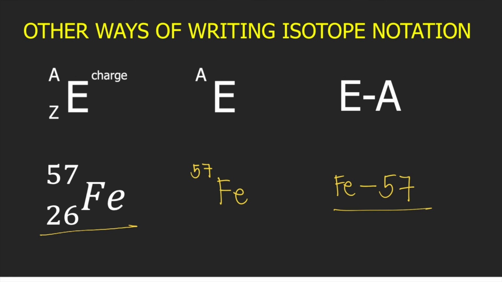Okay, so now these are the three ways of writing isotope notation. The first one, on the left side, is your A Z E notation, and the second and third are other ways of writing isotope notation, but they all mean the same thing. They are just written in other forms. Okay, so I hope you understood this part 2 of our series, and I hope to see you in part 3.